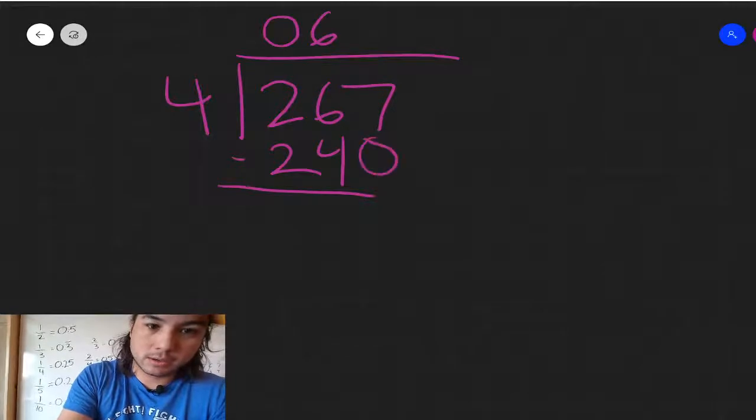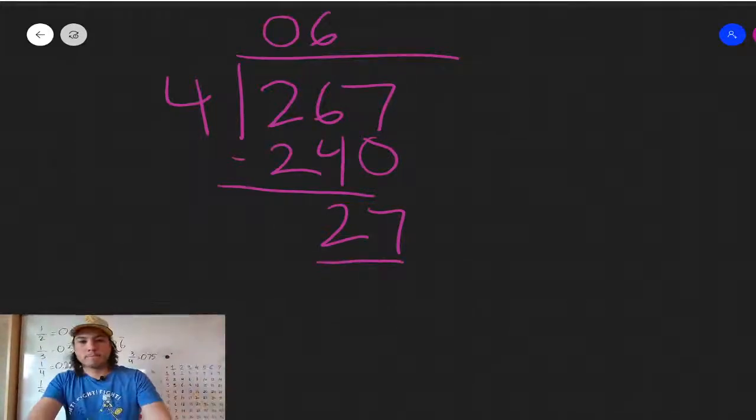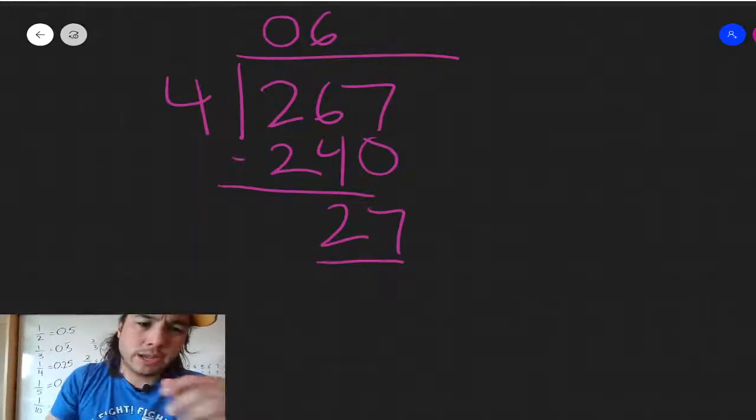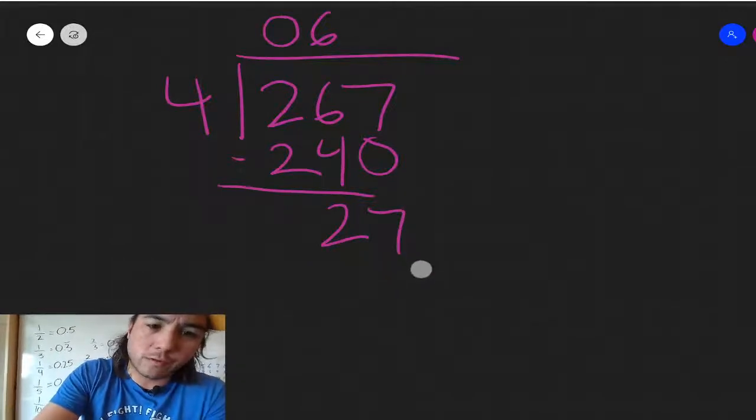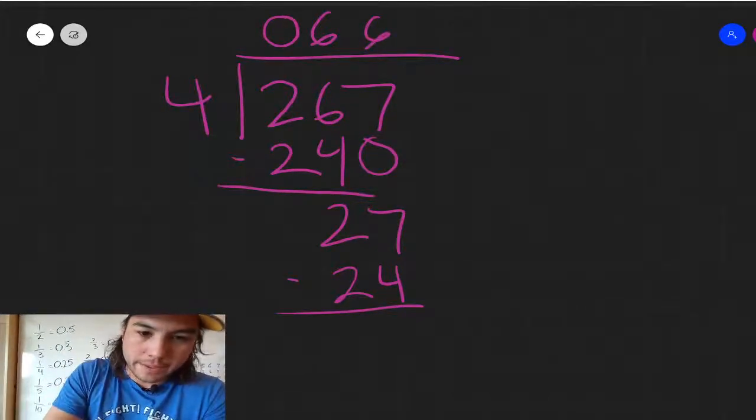Subtract. We end up with 2 tens left. We're going to regroup with our 7 to make 27 ones divided by 4. Okay, think about that one. Seems similar to the last one, right? It's pretty close. We can't get to 28, so we're going to use that 24 divided by 4 again, which is 6. And then when we subtract, we're left with 3.